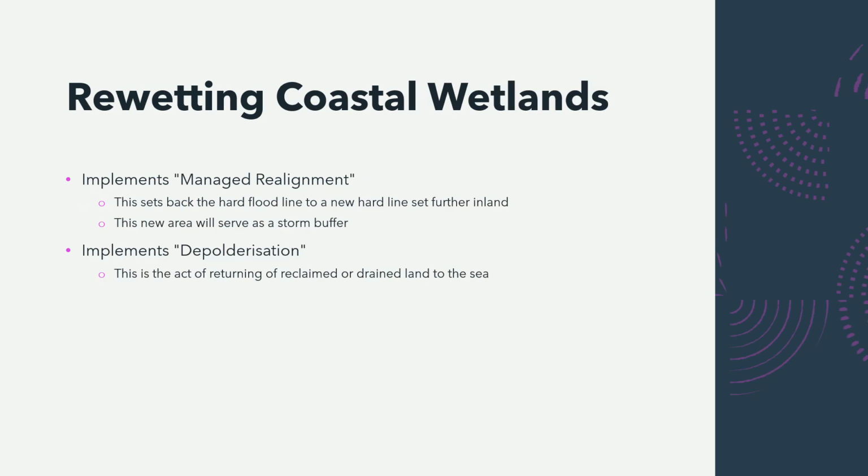The third solution is re-wetting coastal wetlands. As the title states, this is just re-wetting the dried out wetlands. This implements managed realignment where the hard flood line is set to a new one that's further inland. This new area then acts as a storm buffer and will get re-wetted over time. The second is depolarization. This is the act of returning reclaimed or drained land to the sea.